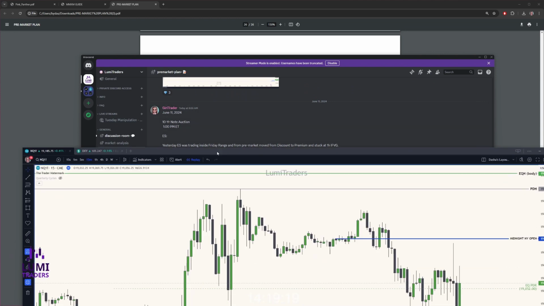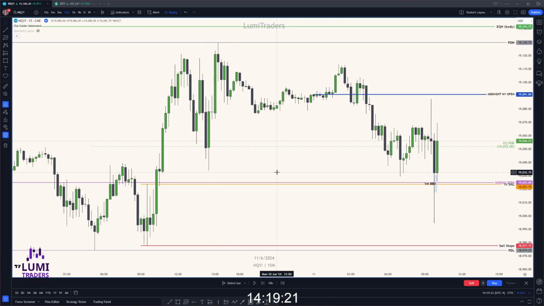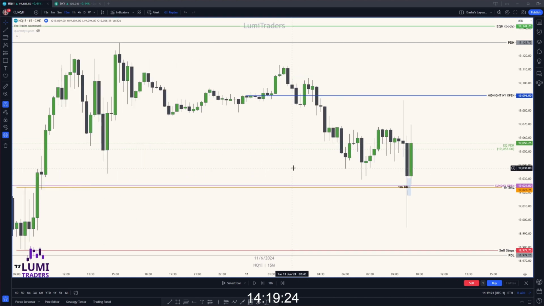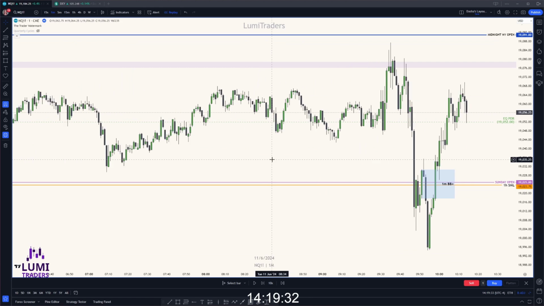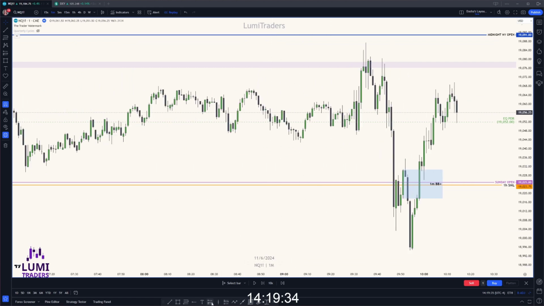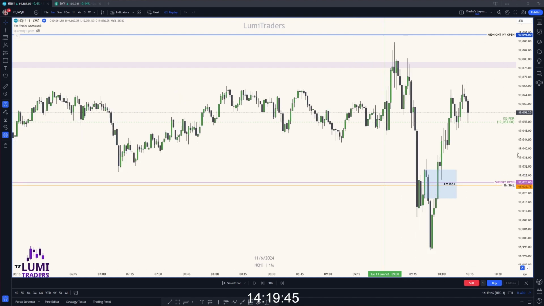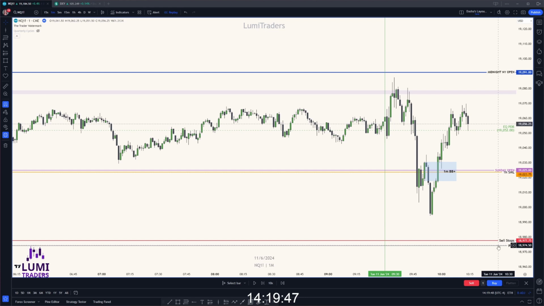Let's look at the chart. 8:55. We got this fair value gap. So here is our opening. Here we go. We tested this fair value gap. I played short with target at the 1-hour smart money long, and my final target runner was the previous day low level. Unfortunately, we did not reach this level.